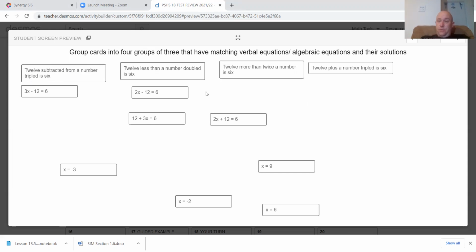But less than is also one of those turnaround words, so it's actually going to flip over. It's going to be minus 12 at the end. A number doubled, that's 2x, and is 6 equals 6.